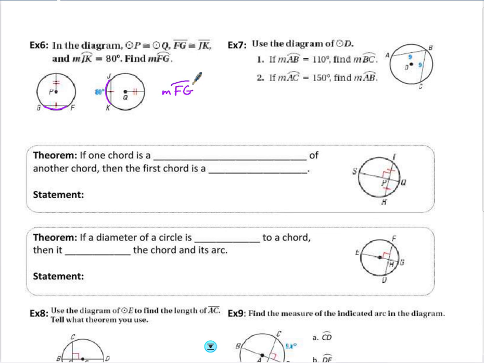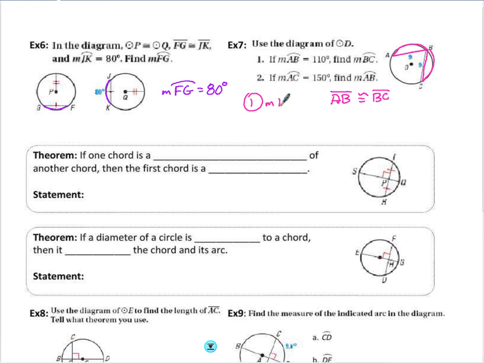Here I'm given one circle, and that circle has two chords, AB and BC. Since AB has the same length as BC, that means that they're congruent. And if their chords are congruent, that means their arcs are going to be congruent. So that tells me that arc AB will be congruent to arc BC. In number 1, they tell me that AB is 110, meaning that the measure of arc BC is also 110.